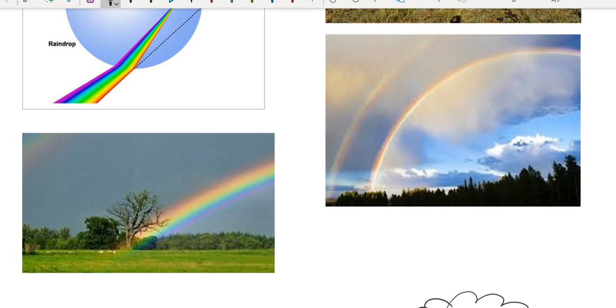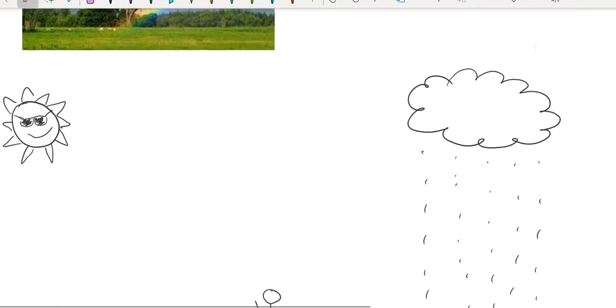Well, it's actually quite simple. So I'm going to show you a diagram and show you how you find a rainbow, and so you'll never have this problem.